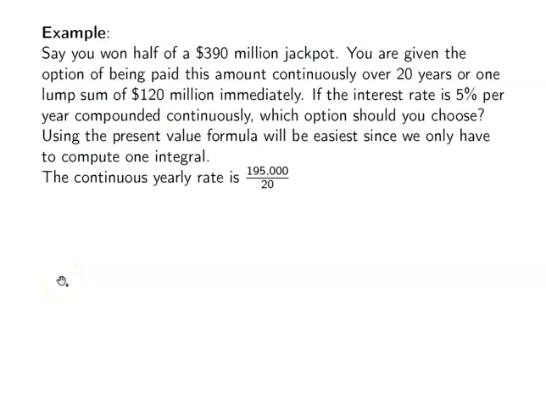Okay, so the continuous yearly rate is 195,000 divided by 20. So you're saying, where's 195 coming from? It's half of 390, right? So if this was 400, half would be 200,000. So I'm off by 10 million, so half of that is 195 million, right? So this 195 million divided by 20, the 20 years, is 9,750 per year. That's what they would pay me yearly, right?